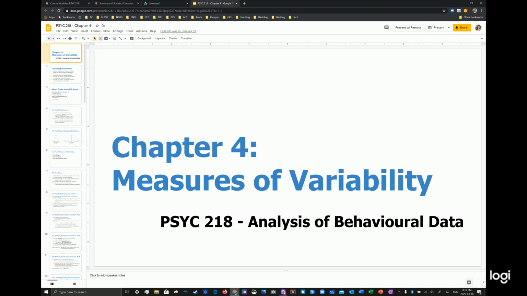Hi, students. Okay, we're at the 4th chapter now. Can you believe it? So, in the 4th chapter, we're going to look at something called measures of variability. And this starts to answer questions like, in a distribution, how far apart are the scores from one another?